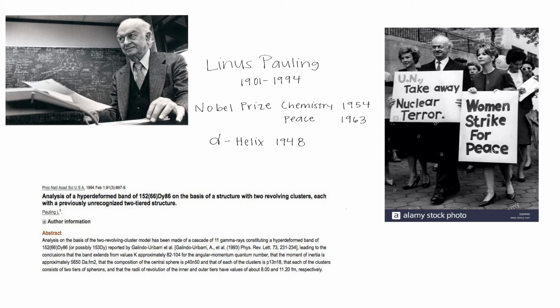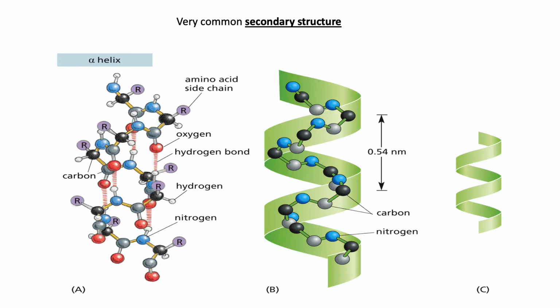Let's just take a look at the alpha helix. So here's three different ways of looking at the alpha helix. Like I said, it's a very common structure, and this is referred to as a secondary structure. So the primary structure is the amino acids linked together. The secondary structure is considered small localized regions of folding. And the alpha helix is a classic secondary structure, as is the beta sheet, which I'll show you in a second.